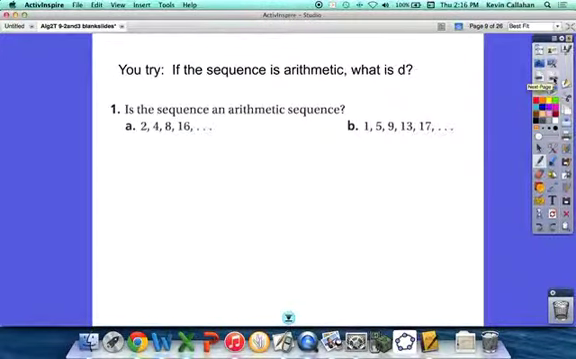Okay, so you guys, this would be your you try. Check those two out. If they're arithmetic, what is the common difference? I'll give you maybe 15 seconds. Go ahead.